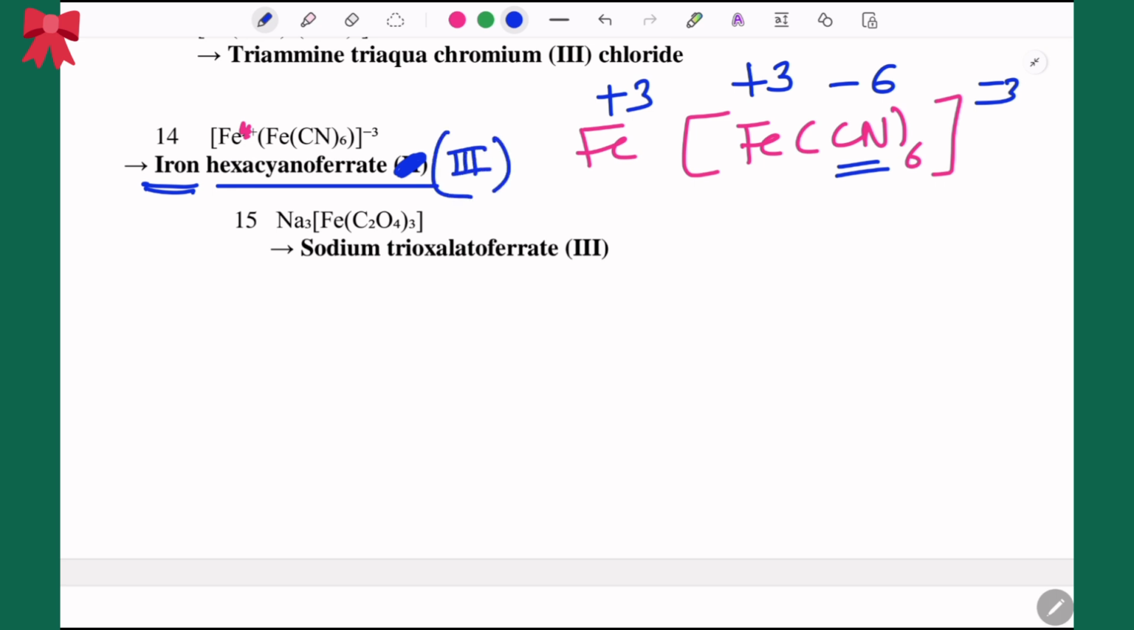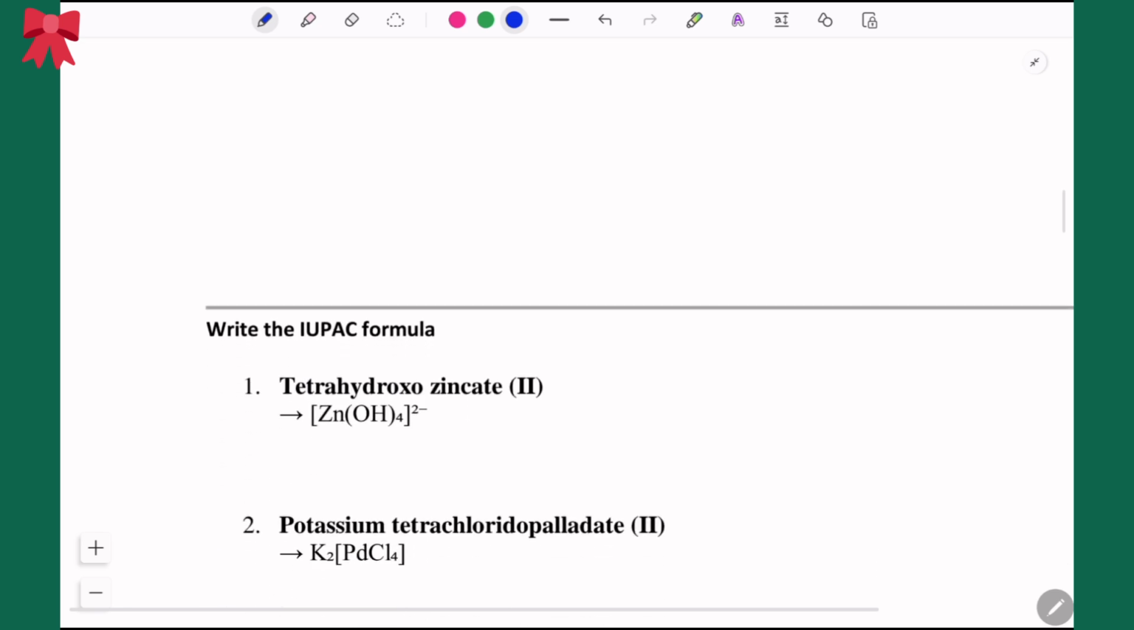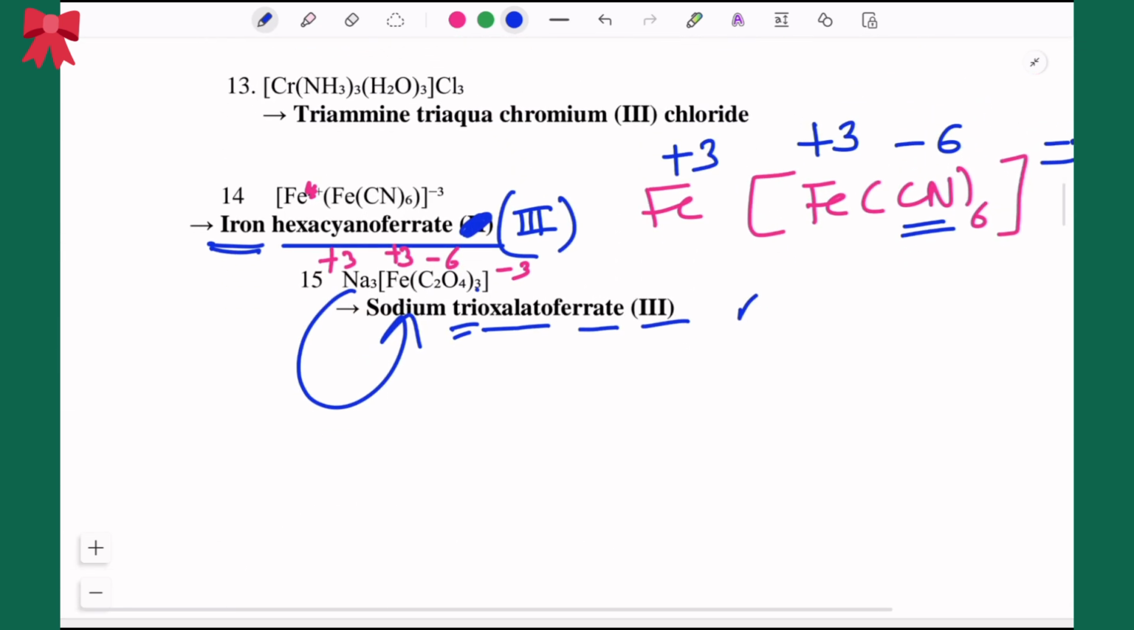The last one. Now here we have the central metal atom is iron, oxalate is -2, and sodium is +3, right? So we can have it as +3, this will be -3, this is -6, this will be +3. So when we write the name, it will be sodium, then trioxalatoferrate 3. So I think that's the end of our writing the names from the formulae.